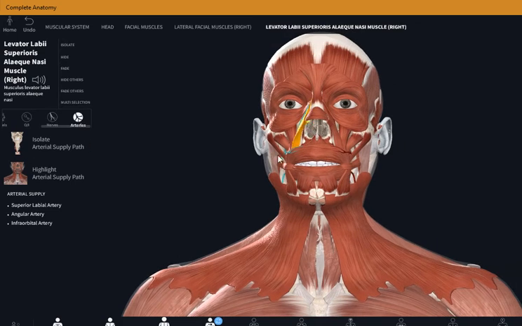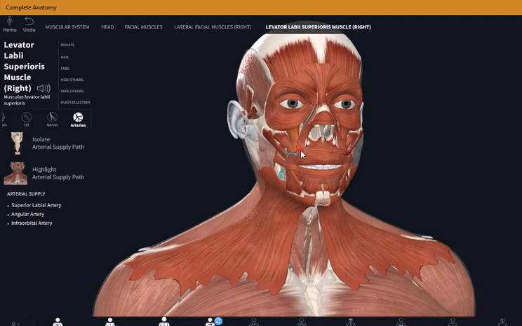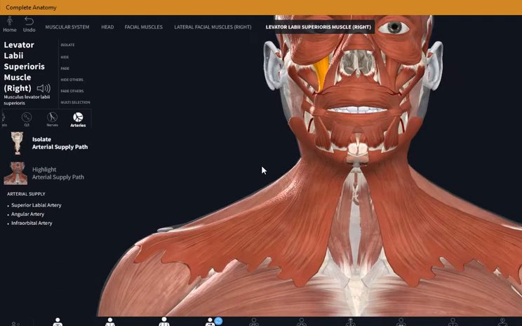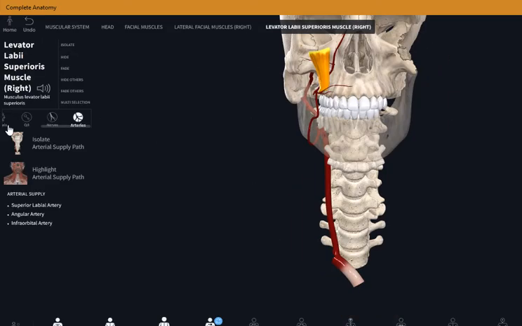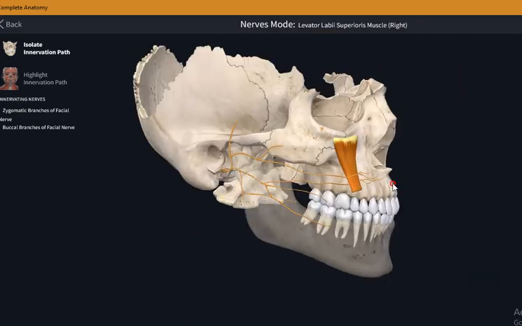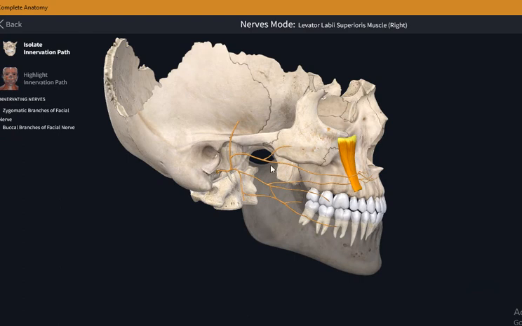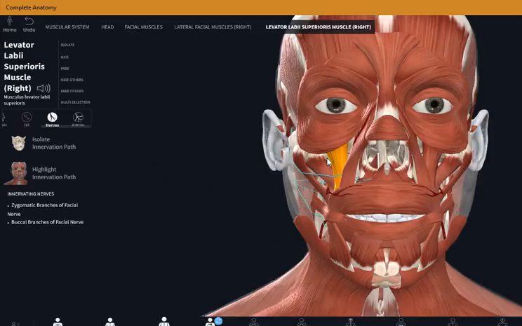Now let's see the next muscle. This muscle is called the levator labii superioris, the lateral portion of the levator labii superioris alaeque nasi. When we isolate the arterial supply, it's still from the facial artery, and when we isolate the nervous supply, we realize it's still the zygomatic and the buccal portion of the facial nerve supplying it.